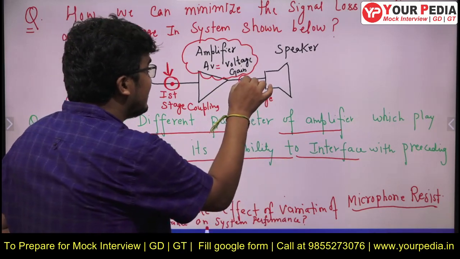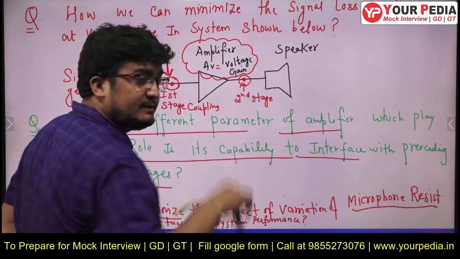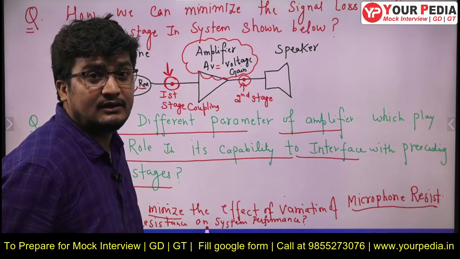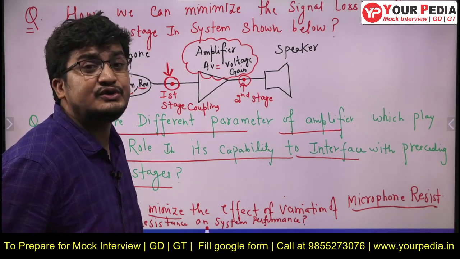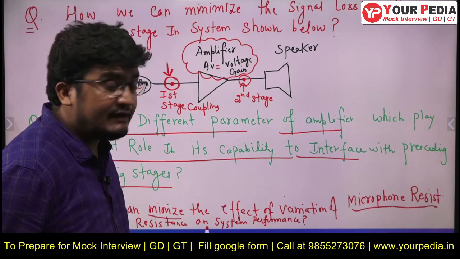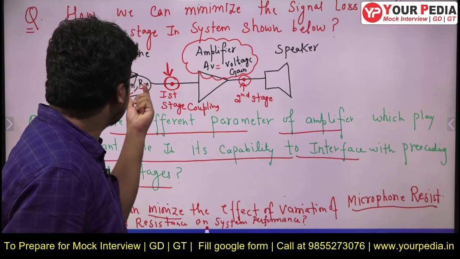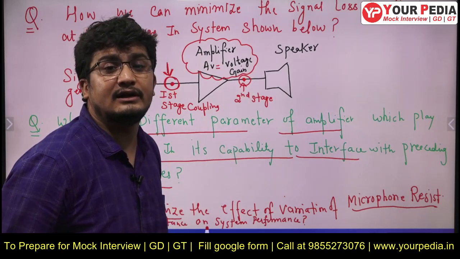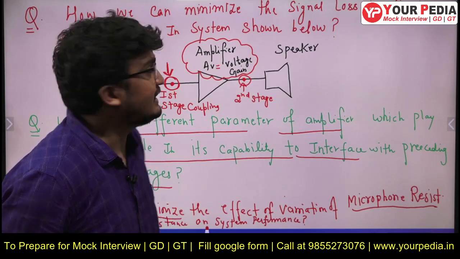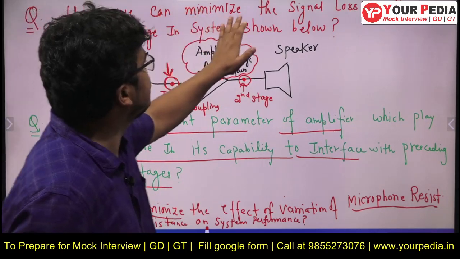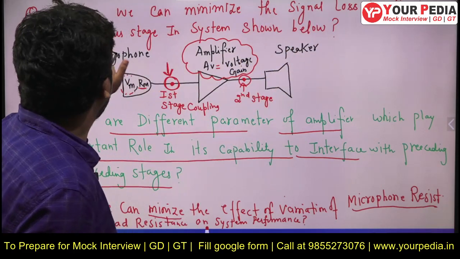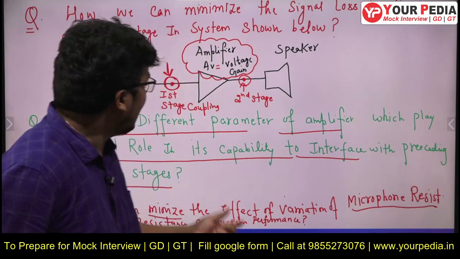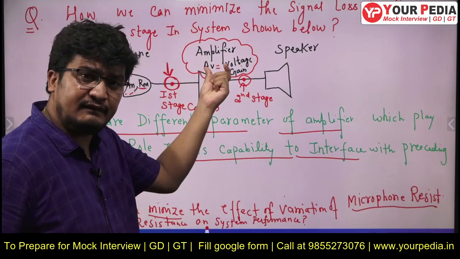Second, here you can see we are coupling the amplified output to the speaker. So what should be the characteristics or parameters of the amplifier we should choose, in reference to the properties of this speaker and microphone, so that this coupling also doesn't result in the loss of signal? So that is the question: how can we minimize the signal loss in the coupling at various stages in the system shown below? Fine. The amplifier voltage gain was given as AV.